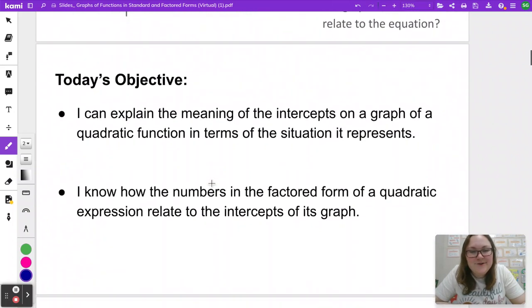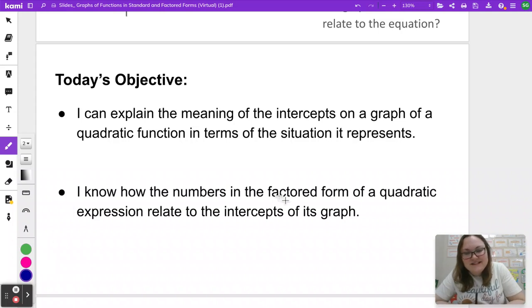So here is the goal for this lesson. First, I can explain the meaning of the intercepts on a graph of a quadratic function in terms of the situation it represents. And then second, I know how the numbers in factored form of a quadratic expression relate to the intercepts of its graph.